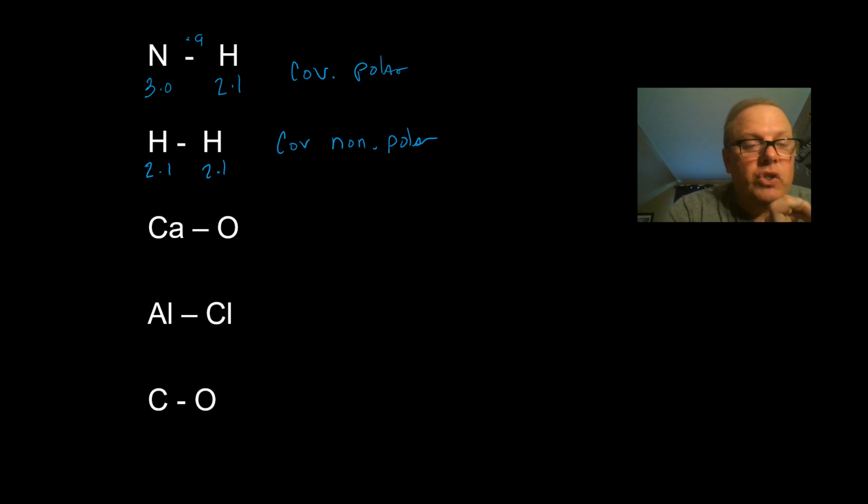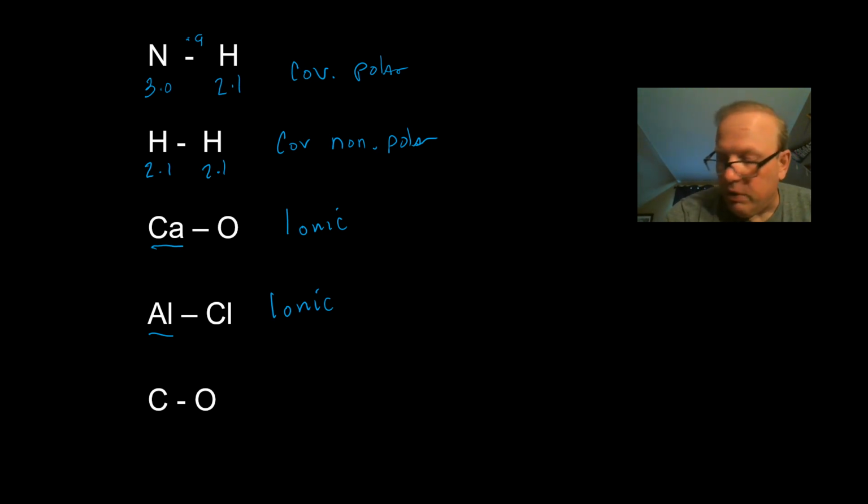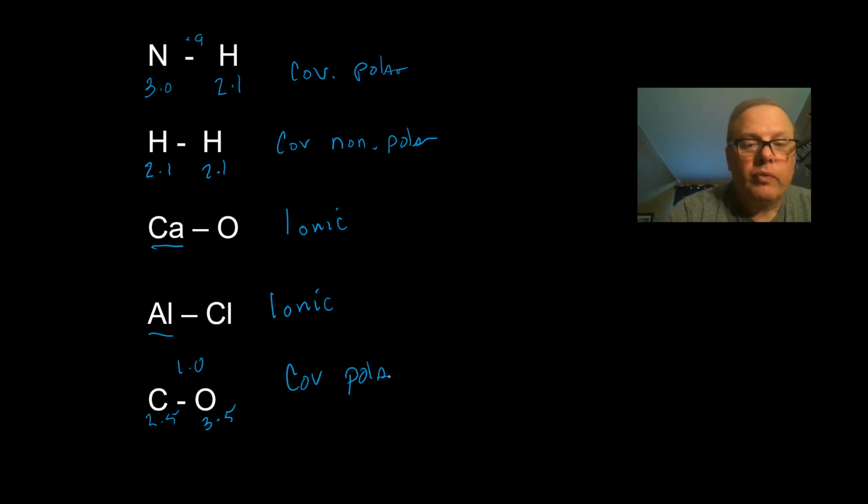Here, before I even start checking my electronegativity chart, this has calcium in it. Calcium is a metal, so ionic. Here, this one has aluminum in it. And again, what type of bond would it be? It would be ionic. I always want you to choose ionic if it has a metal in it. And here we have carbon, which is 2.5, and oxygen, which is 3.5. The difference here is 1.0, so this is going to be covalent, and also polar.